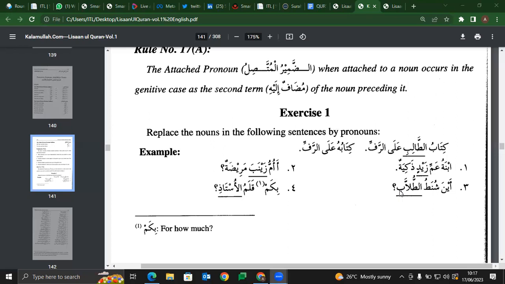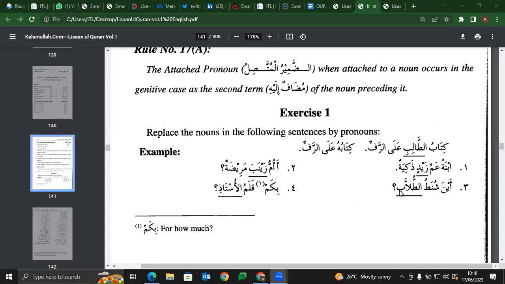So this will be abnatu ammi, abnatu ammi hu zakiyatun. Now, it can't be ammi hu because of the attachment. So this is how we break it down.